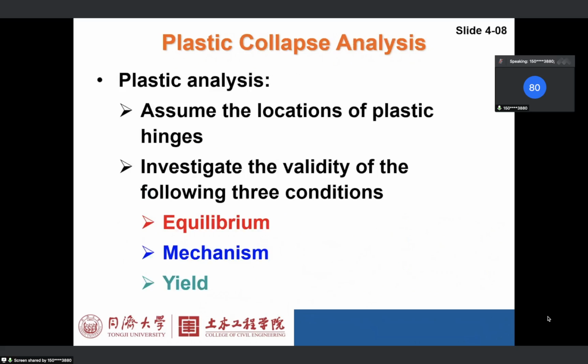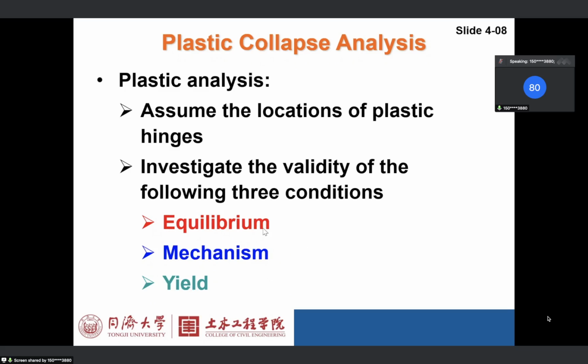Okay, so what we could do, we could guess. We could assume a location of plastic hinges, and then we use kinematic analysis. I'm going to show you later on. And then we try to, this is very important, this is the key of today's lecture, we try to validate the following three conditions: equilibrium condition, mechanism condition, and yield condition.